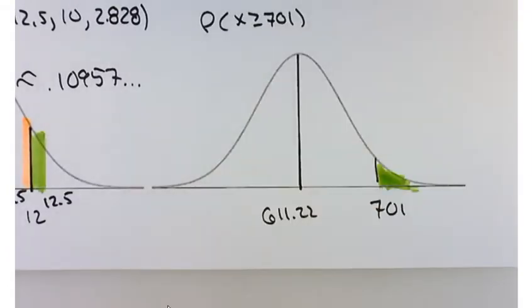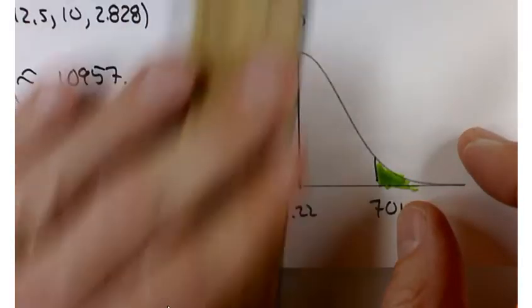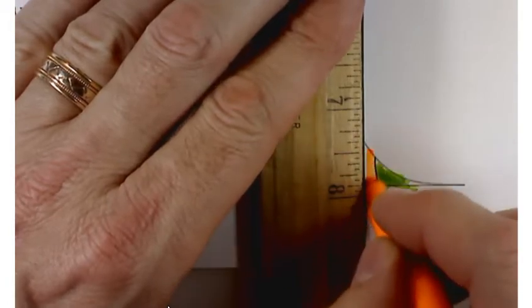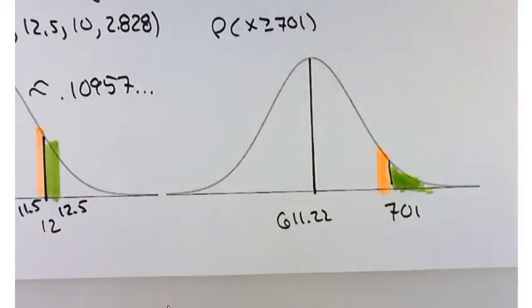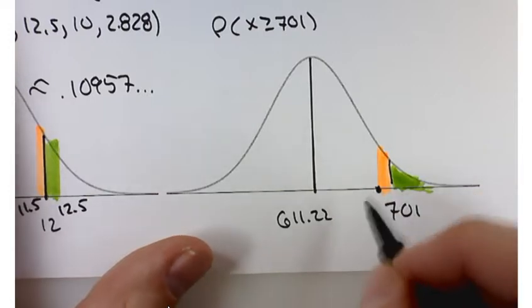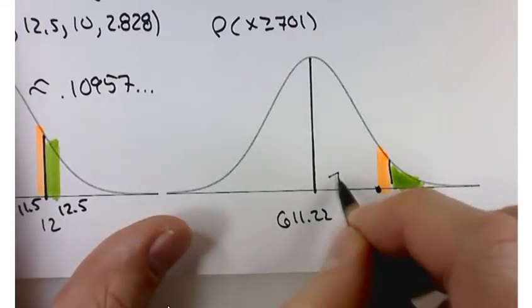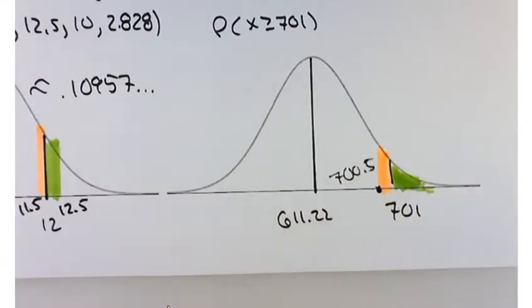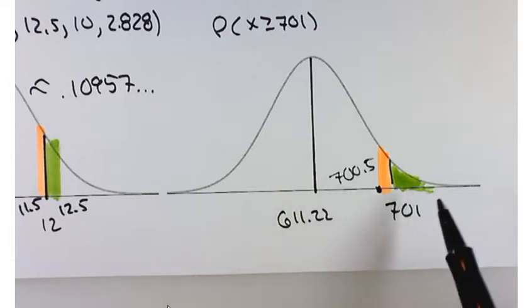Kayla, what else do we have to do before we look up our probabilities? Perfect. Our continuity correction. So let's squeeze in that 1/2. What is this new point going to be here then? 700.5. Good. So you want to find the area between 700.5 and infinity.